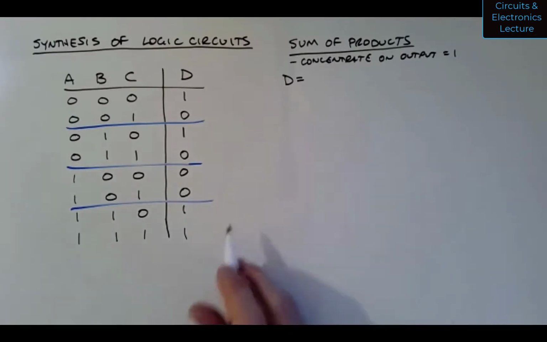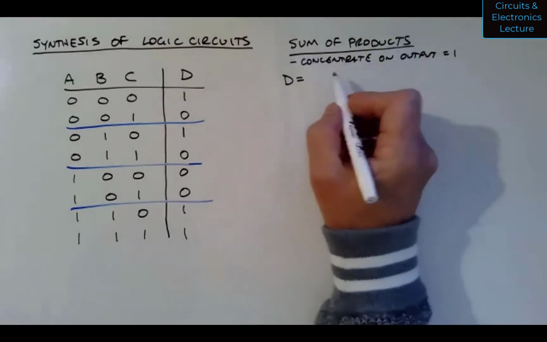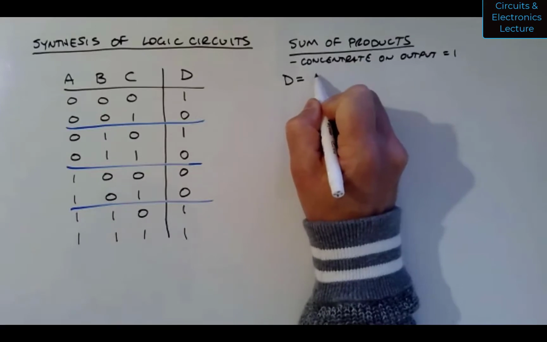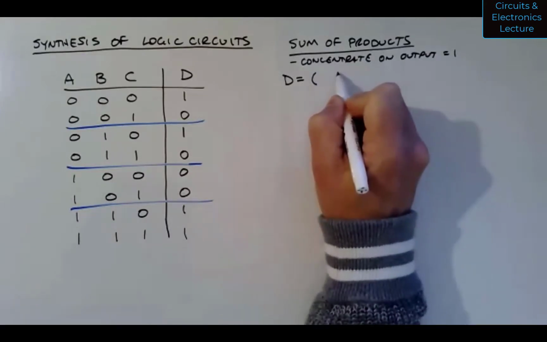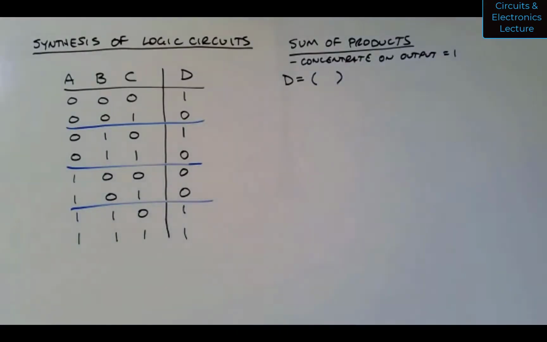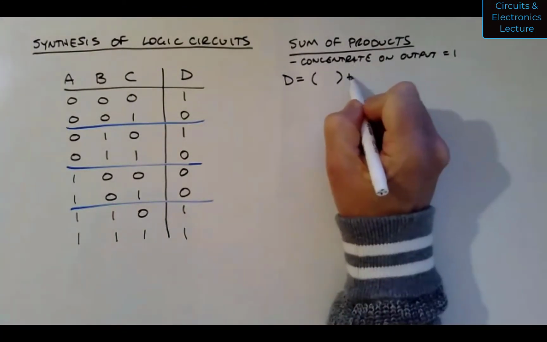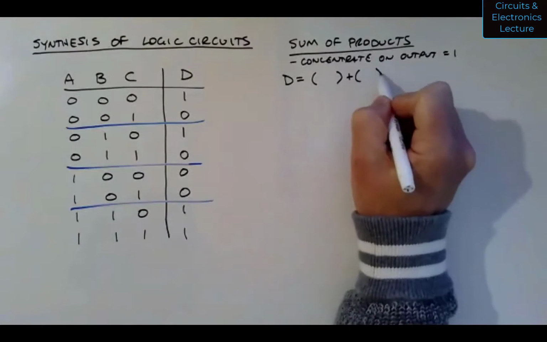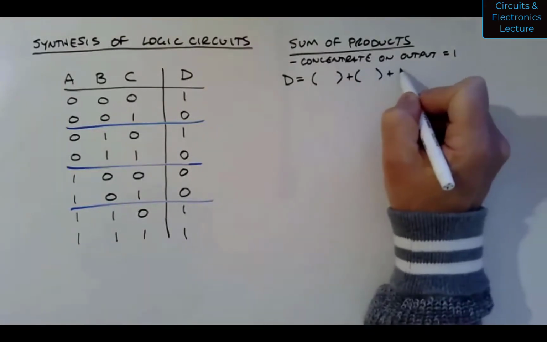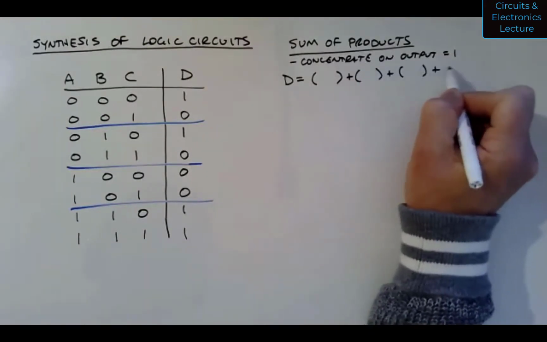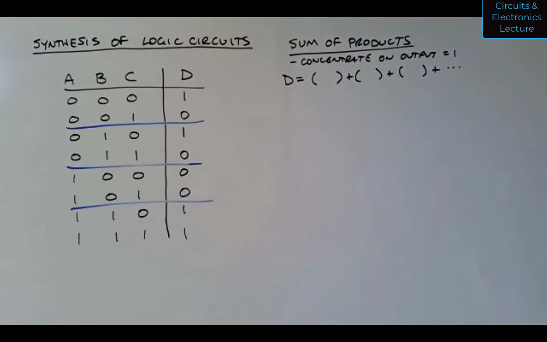Okay. So this is a sum of products approach. So I'm going to have, well, sums of products. Let's call this a product term, right? Let's say there's some multiplication going on in there. And I'm going to sum that with other product terms. Right? So I'm summing it with other product terms. Don't know how many yet.